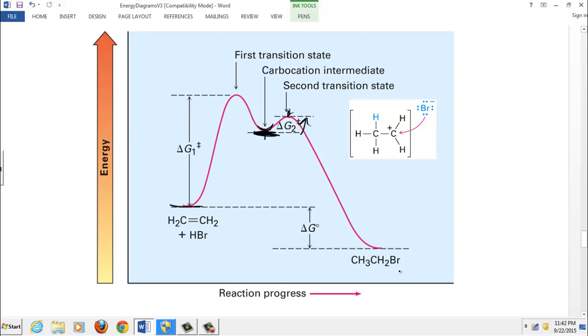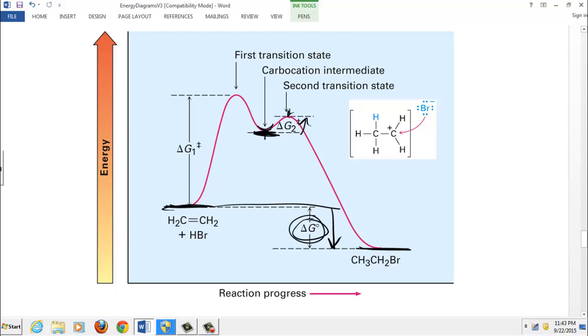And then we make products. Oh, good point. What's the overall delta G? What is the total free energy change? The total or overall has to consider where you started, way over here, and where you end, way over here. And what happened? We went down in energy. And as you go down, that means delta G is negative.